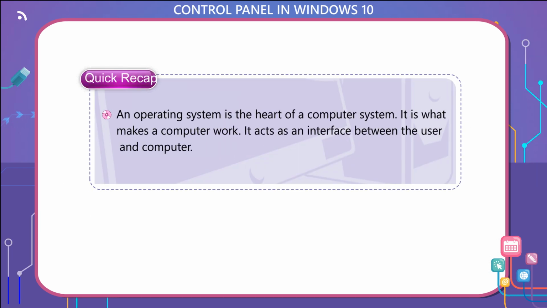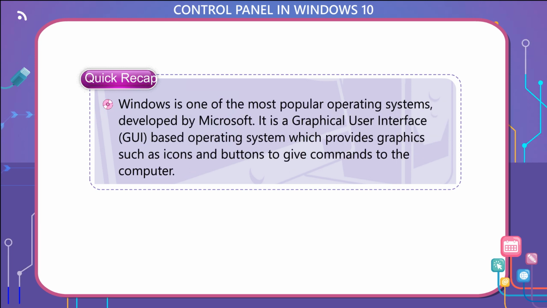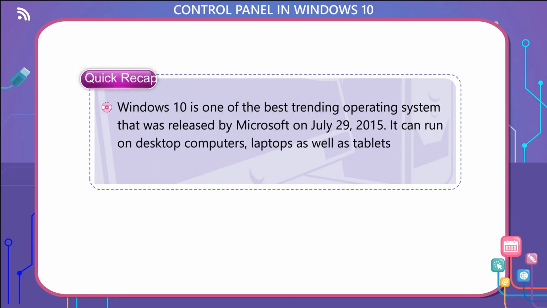Quick recap. An operating system is the heart of a computer system. It is what makes a computer work. It acts as an interface between the user and the computer. Windows is one of the most popular operating systems developed by Microsoft. It is a graphical user interface (GUI) based operating system which provides graphics such as icons and buttons to give commands to the computer. Windows 10 is one of the best trending operating systems that was released by Microsoft on July 29, 2015. It can run on desktop computers, laptops, as well as tablets.